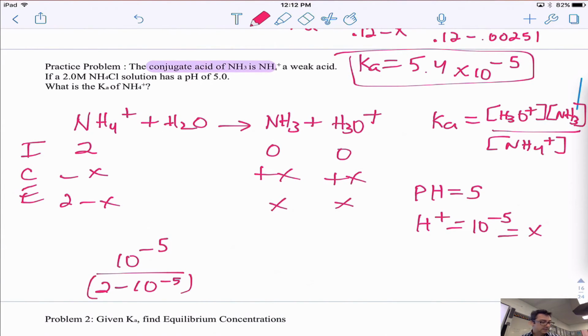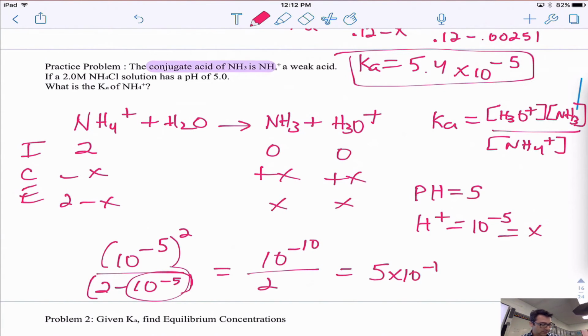Now look, this 10 to the negative fifth here, remember that 5% rule, that's a really small value, and I can ignore it if I want to save a little bit of time. This is 10 to the negative fifth squared. So that would be 10 to the negative 10th divided by 2, and so that would be 5 times 10 to the negative 11th. That will be equal to my Ka.